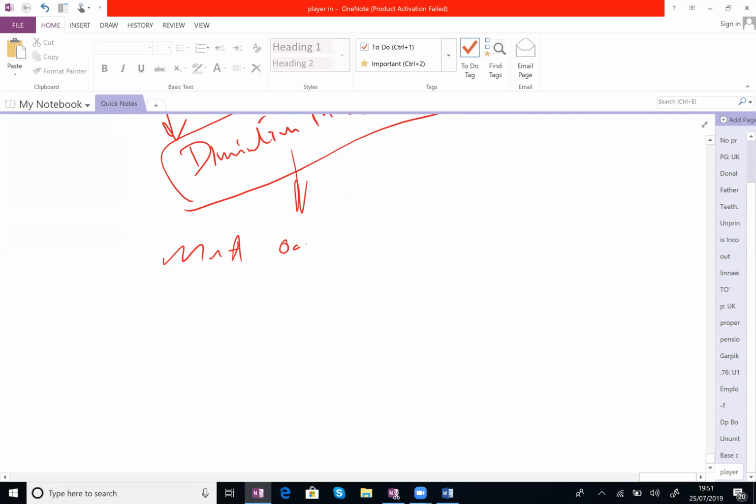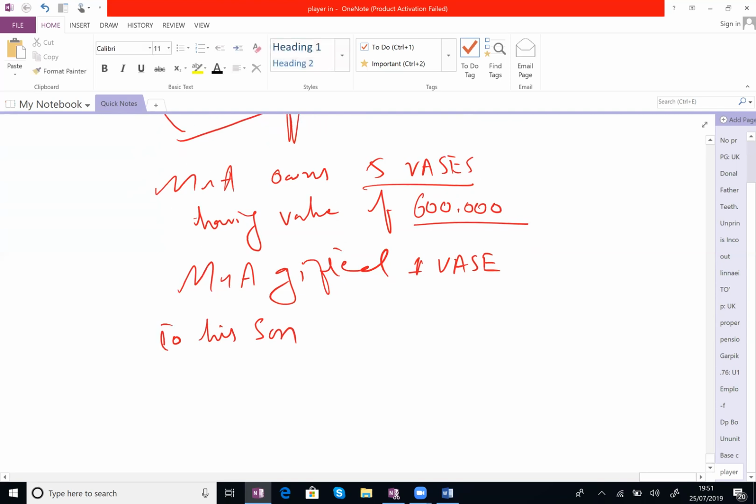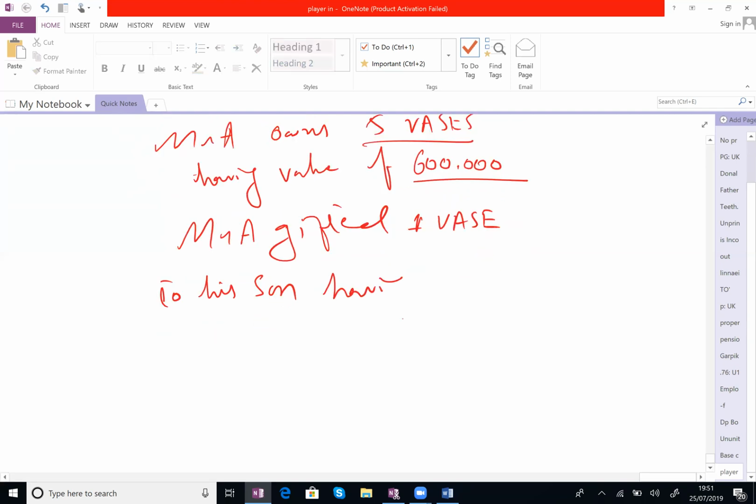Mr. A owns 5 vases having a value of 600,000. So the 5 vases value is 6 lakh. Now Mr. A gifted 1 vase to his son having a value of 50,000 pounds. What is this?